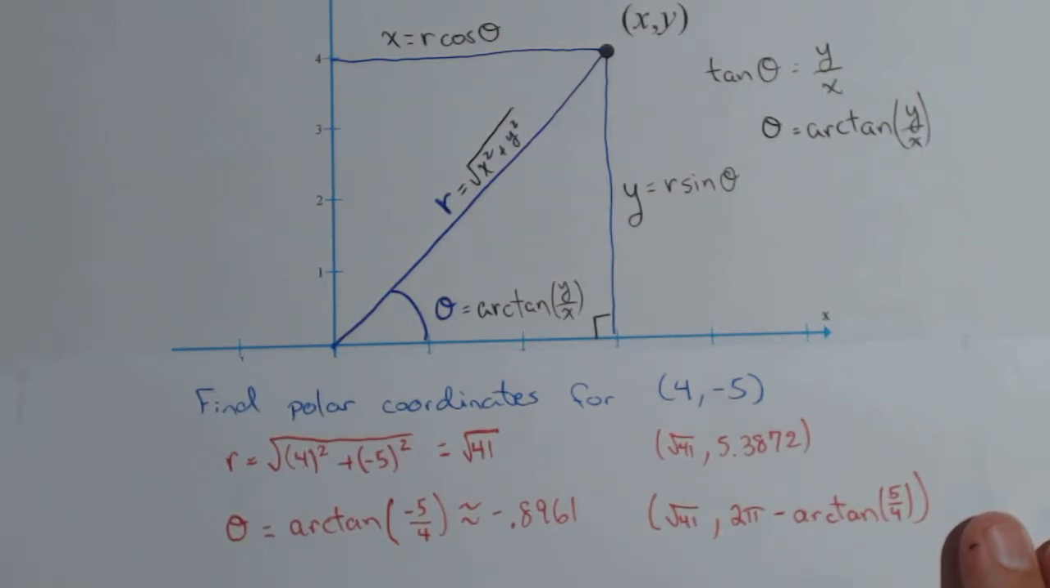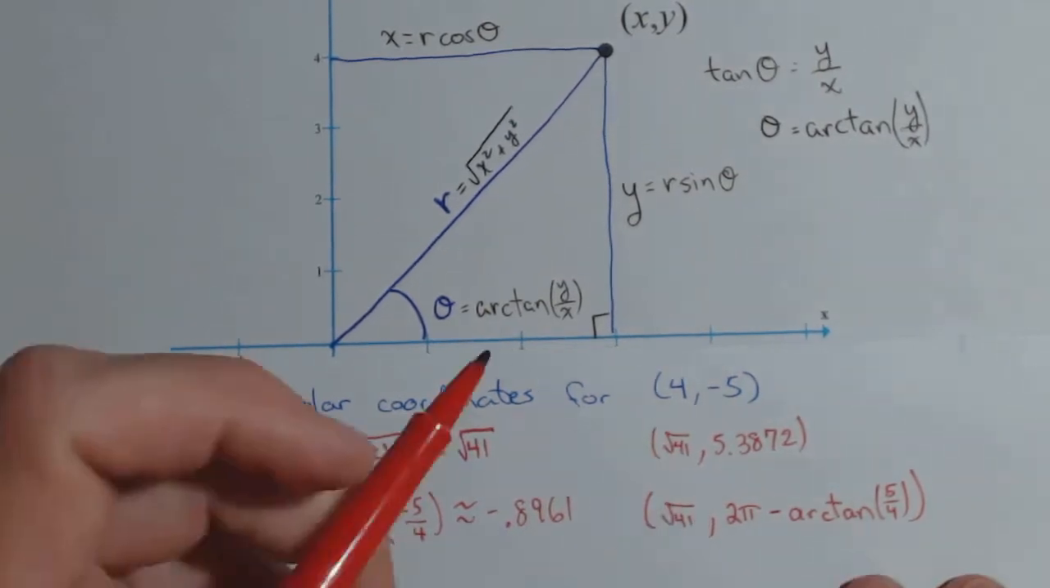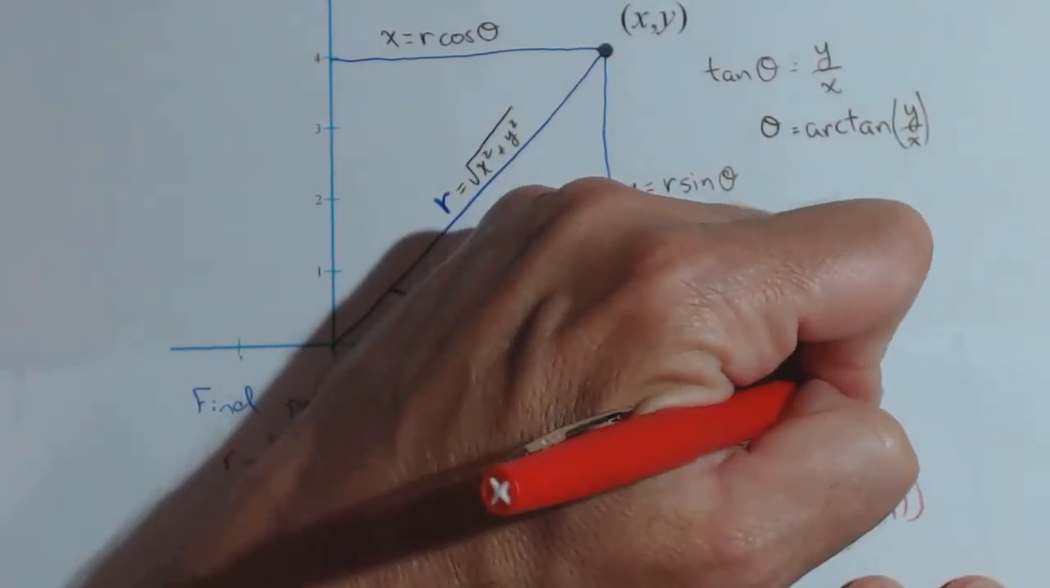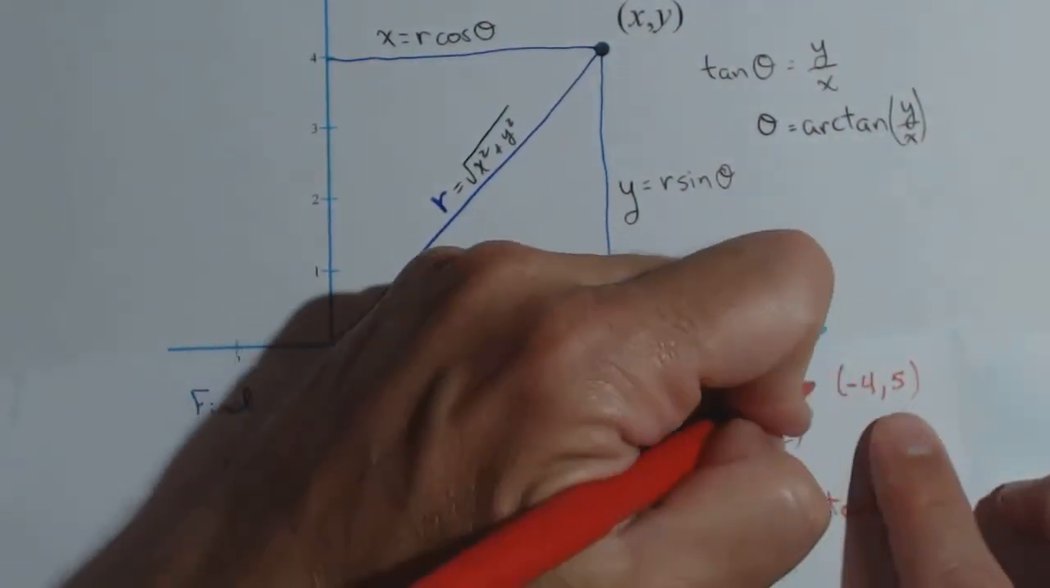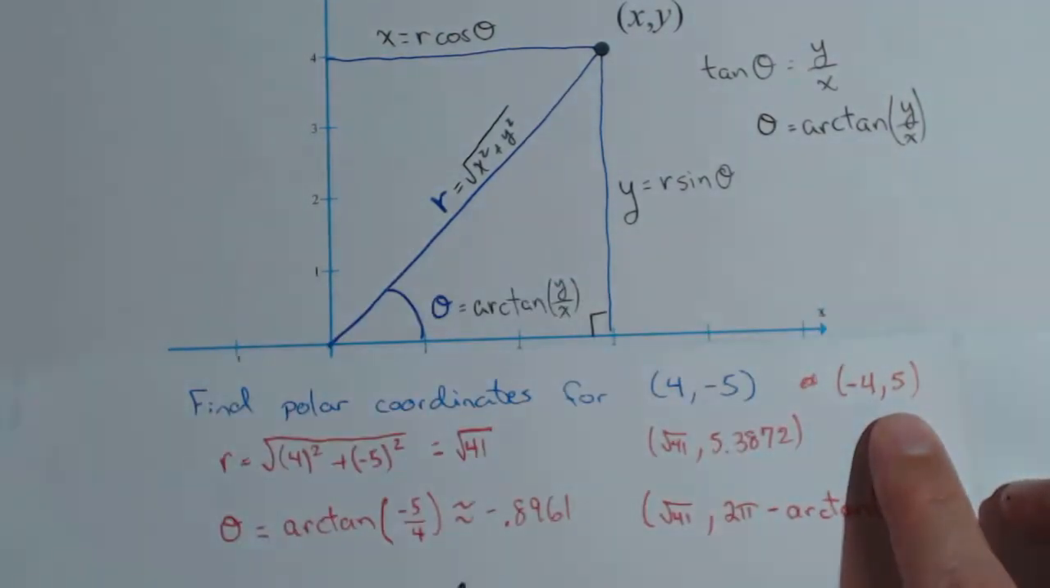Now, one last thing I want to point out before I end this video. This would have worked. If I would have put root 41, negative 0.8961, that would have worked out perfectly because we were in the fourth quadrant. But something to notice, had my coordinates been (negative 4, 5), so this is just an example here, think of this as scratch, this would have been the same, and this would have been the exact same, but I'm no longer in the fourth quadrant, I'm in the second quadrant.